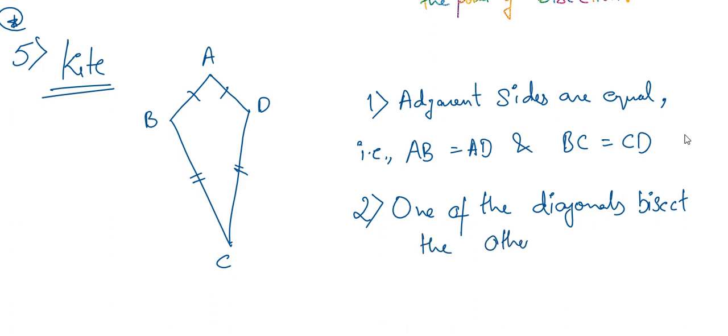So because of these two properties, the kite is a special type of quadrilateral. So these are just the basic properties of my five quadrilaterals. You have to keep in mind these properties for the further discussion. Until now, let's pause our session.